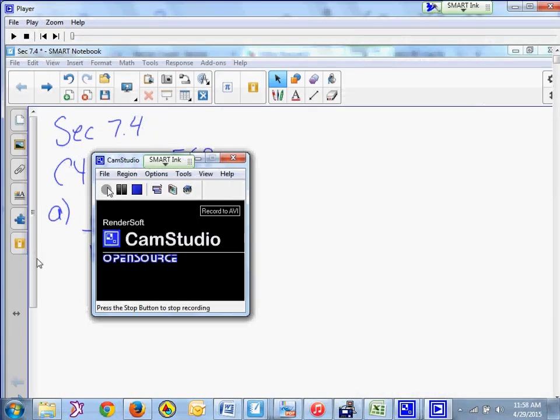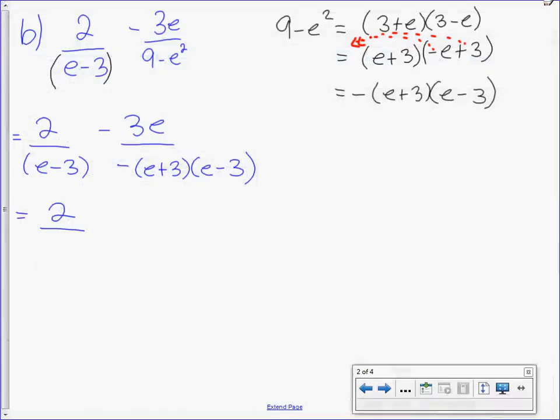So we have 2 over e minus 3, and then we have plus 3e over e plus 3, e minus 3. So now that we've made this look a little bit prettier, we're going to do our steps. We're going to find our non-permissible values. We're going to find our lowest common denominator, and then I'm going to add these things by doing what we normally do. Okay, so non-permissible values.